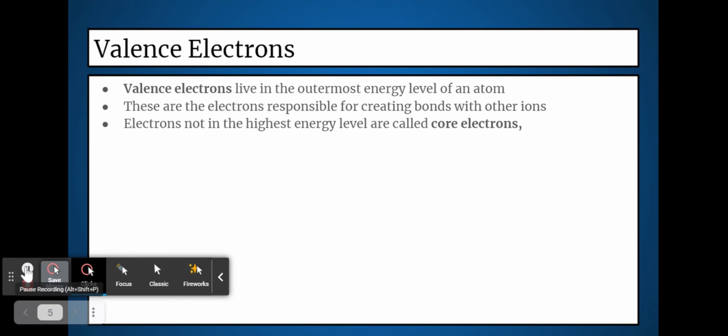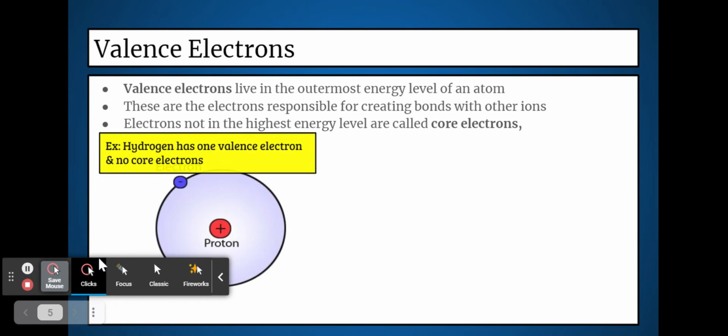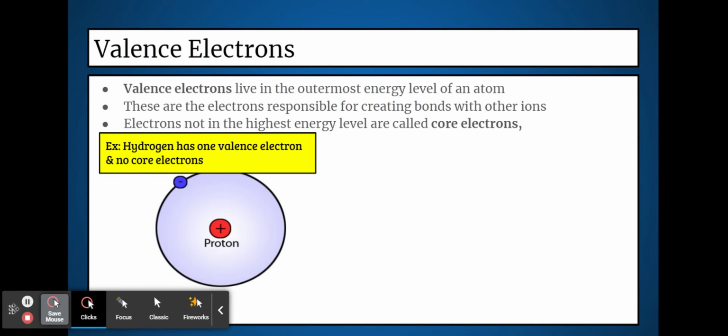All right, so let's talk about valence electrons. So here once again is the Bohr's model energy level diagram for hydrogen. Hydrogen has 1 valence electron and, what we say, no core electrons. We define valence electrons as electrons that live in the outermost energy level of an atom. So that 1 electron is in the highest energy level, so hydrogen has 1 valence electron. Hydrogen has no core electrons because there is only 1 electron, so it has to be the valence electron.